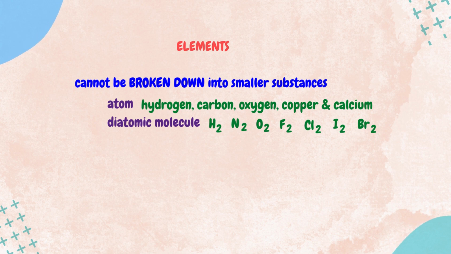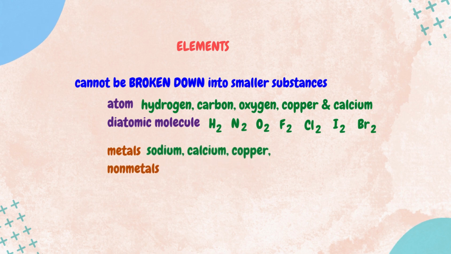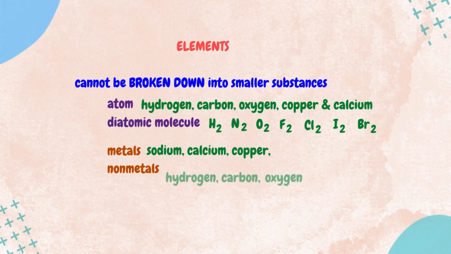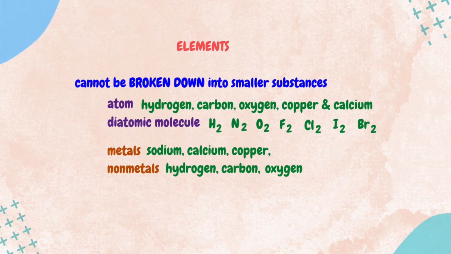Elements are classified as metals or nonmetals. Some examples of metal elements are sodium, calcium, and copper. Some nonmetal elements are hydrogen, carbon, and oxygen. So next time someone says, "What's in the air?" you can say, "Molecules of elements, baby."